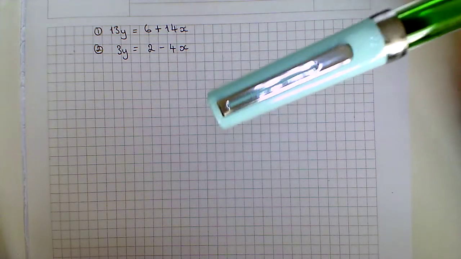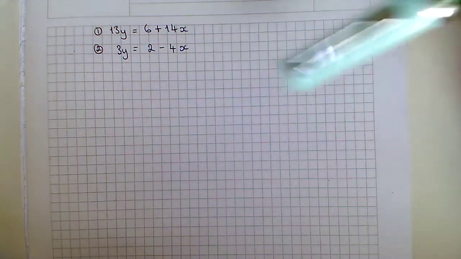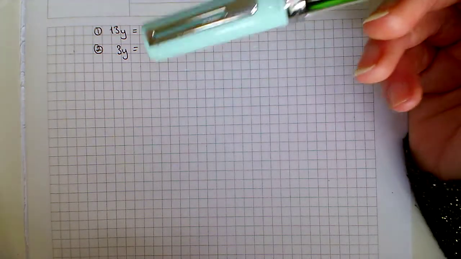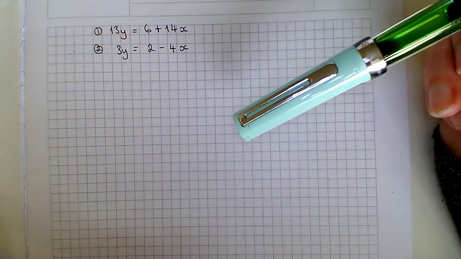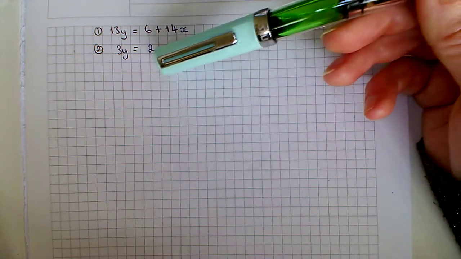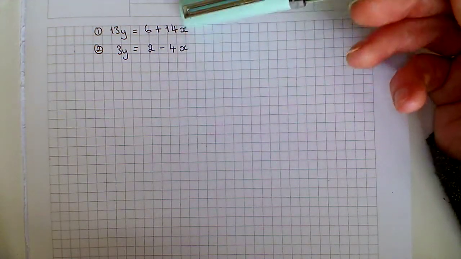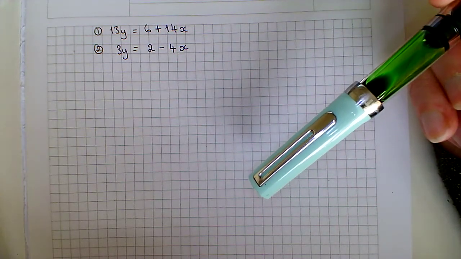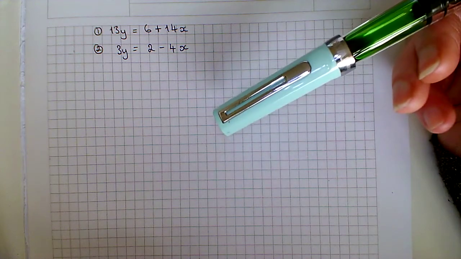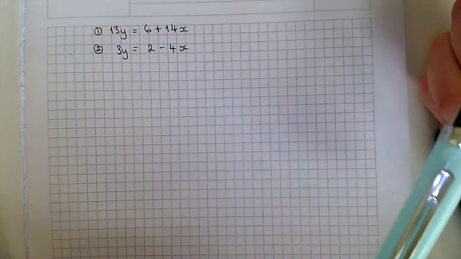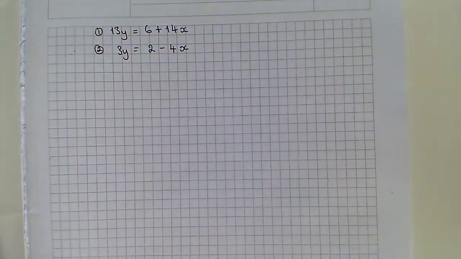So what I need to do is change these equations so that one of the variables, either the x's or the y's, will cancel. And how do I do that? Well, if I had a minus 14 here, then these would definitely cancel, wouldn't they? Because 14 take 14 gives me 0. So what I'm going to try to do is figure out a number that both 14 and 4 divide into. And hopefully you can see that that number is 28.